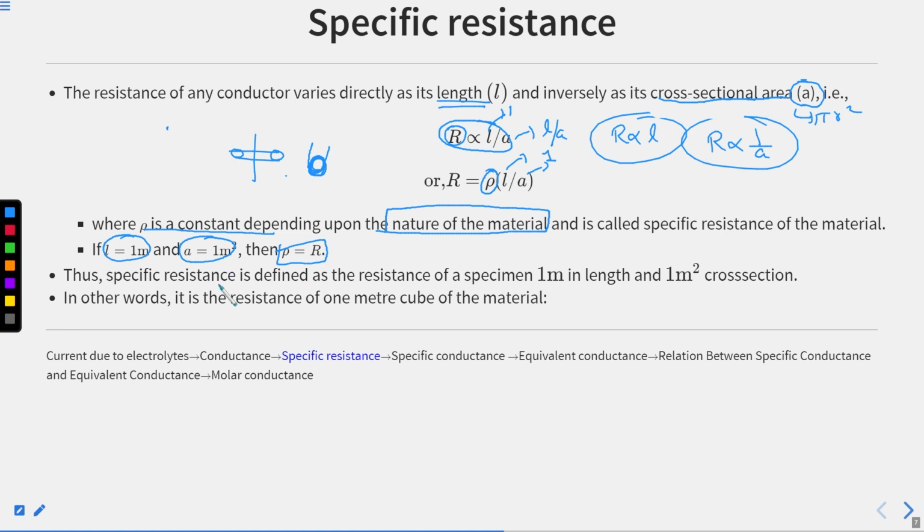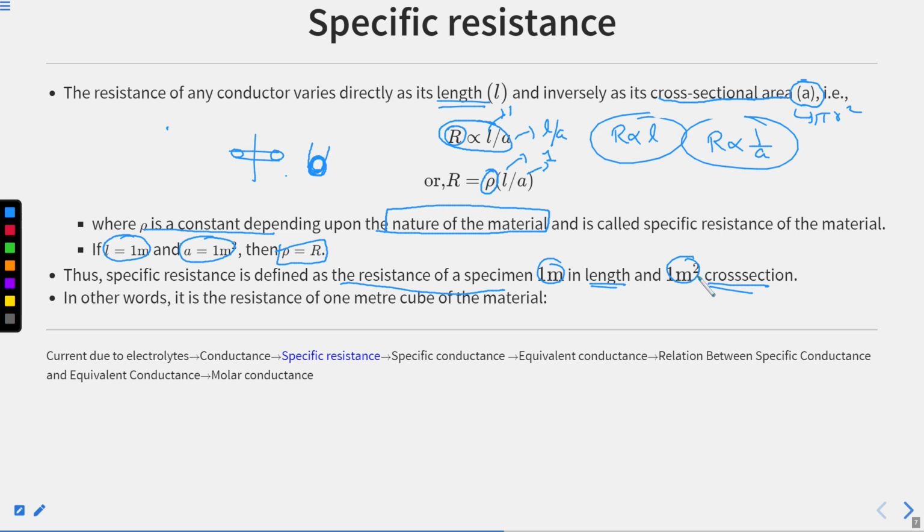Therefore, what is specific resistance? Again, it is the resistance of a specimen which is 1 meter in length and 1 meter square in cross-section area. This unit can change accordingly. We are interested in SI units, so I am writing the SI units here. But if it is a different unit, suppose it is centimeter, then it will be 1 centimeter in length, and this will be 1 centimeter square.